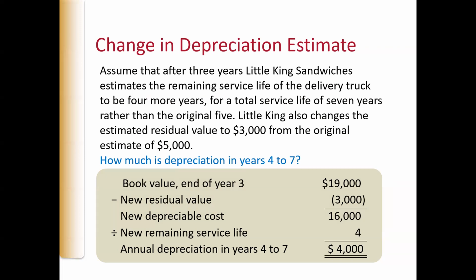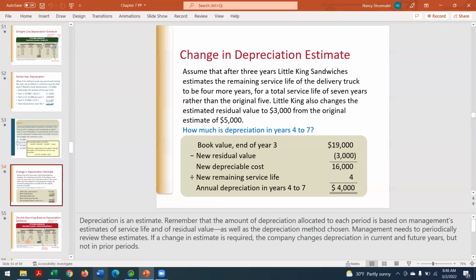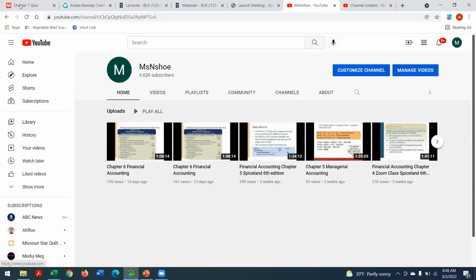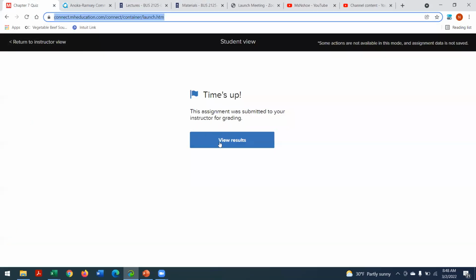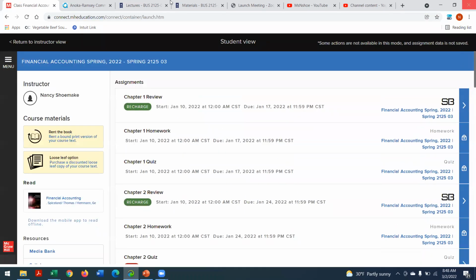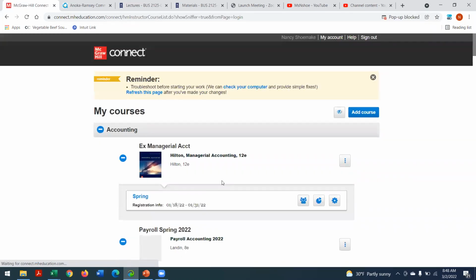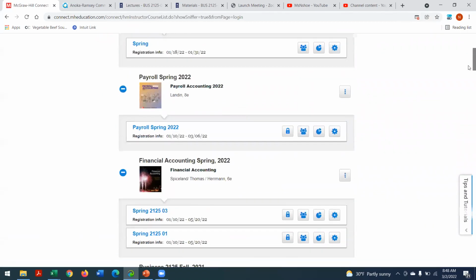Let's do a problem similar to this. Do you have another example so we can try? Yep, that's what I'm going to do. Let's find one. Let me go. Okay.